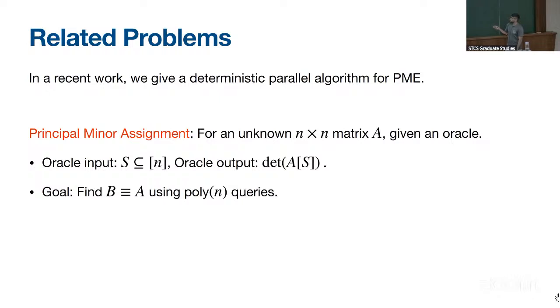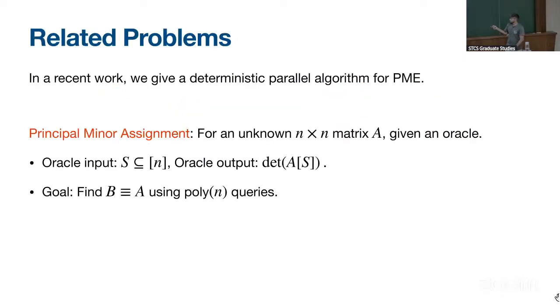Now, a related open problem is principal minor assignment. Here we are given an unknown matrix A and we are given an oracle which takes a subset of the index set and outputs the value of the principal minor. The goal is to find another matrix B which has the same principal minors as A using only polynomially many queries. This problem has applications in machine learning related to determinantal point processes, which I don't know much about. But this is the major open problem related to this.